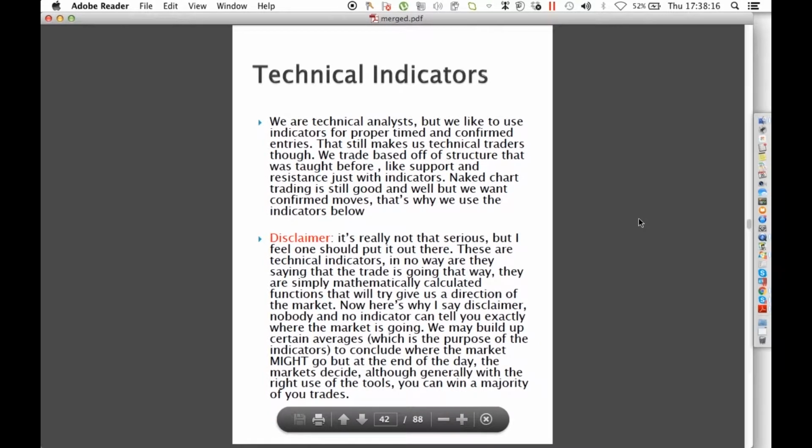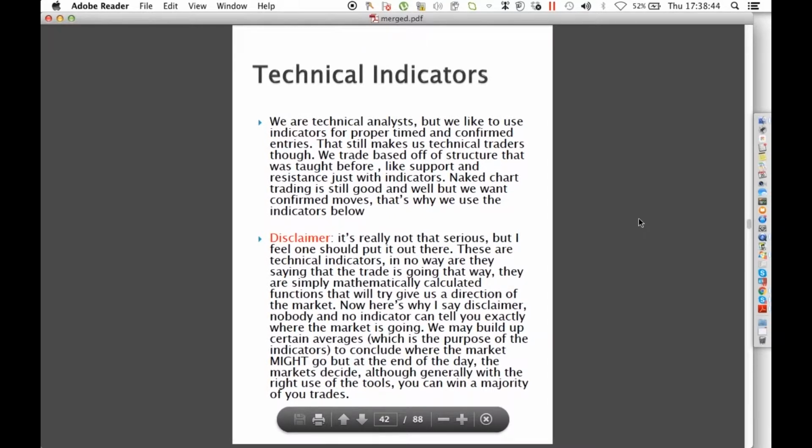Right. Technical indicators. We are technical analysts, but we like to use indicators for properly timed and confirmed entries. That still makes us technical traders though. We trade based off of structure that was taught to us before, like support and resistance, just with indicators. Naked chart trading is still good and well, but we want confirmed moves, and that's why we use the indicators below.